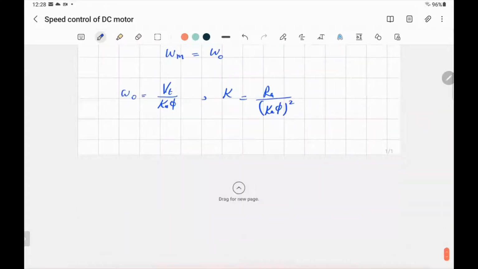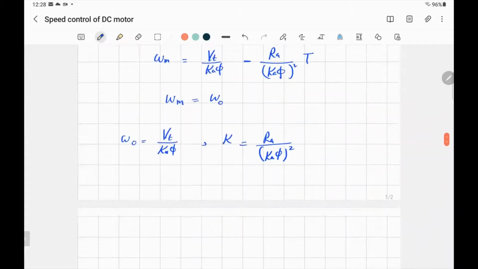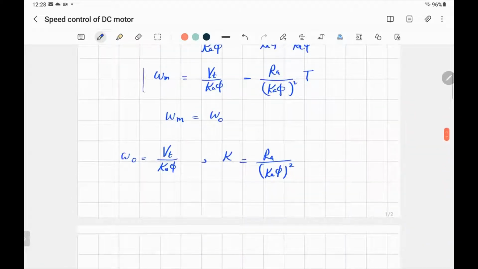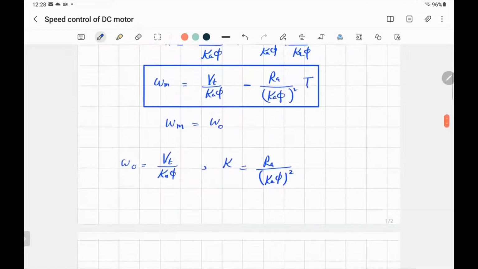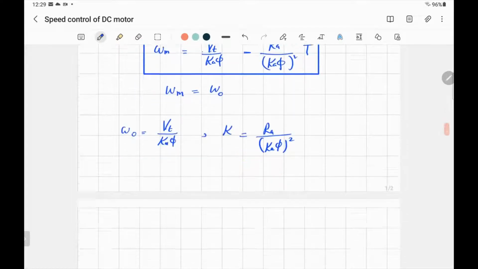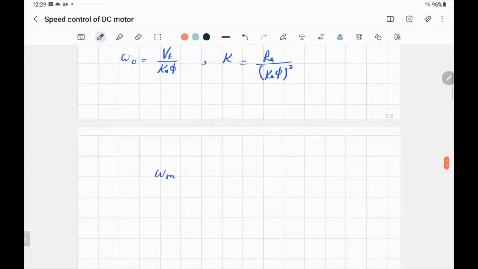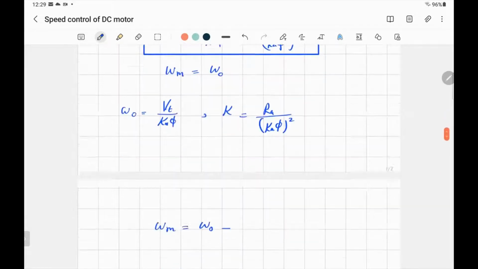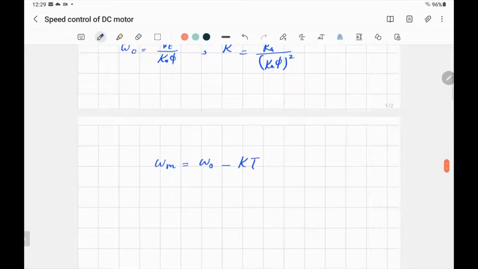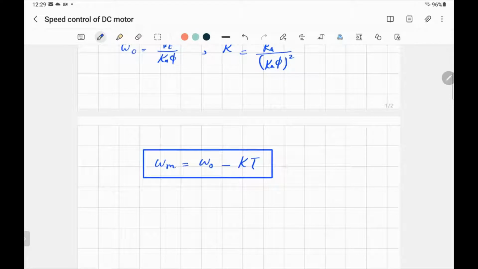So the equation now can be written in a simple way. Look at the equation here. Any constant term, I will just keep as one term. So omega m is equal to omega naught, because I call this term omega naught, minus this constant called K, times T. That's a nice simple equation, a straight line equation. So the relationship between the speed and the torque is a straight line.